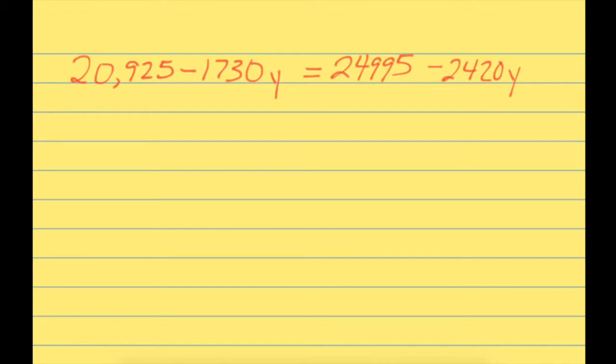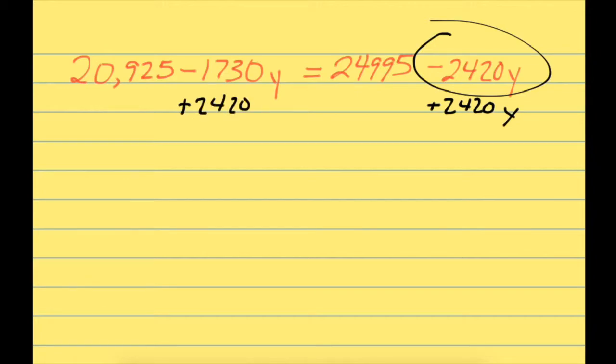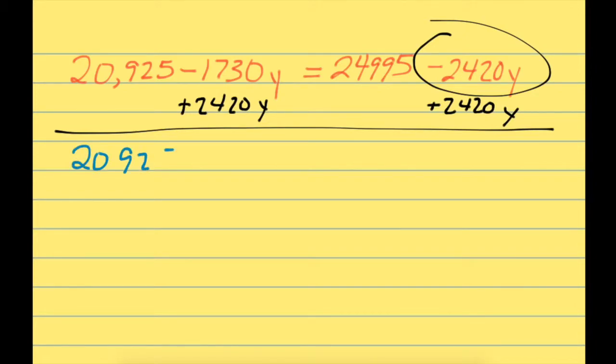Again, I'm going to move the one with the smaller y value, but notice that this is the one with the smaller y value because it's a bigger negative number. And since it's negative, I'm going to add 2420y to both sides. Now, on the left, I have 690y. On the right, I'm left with 24,995.